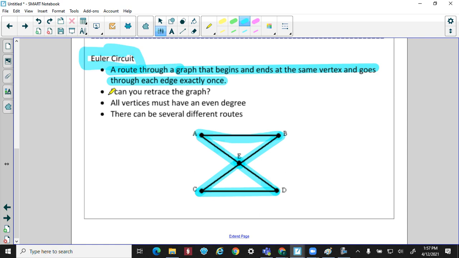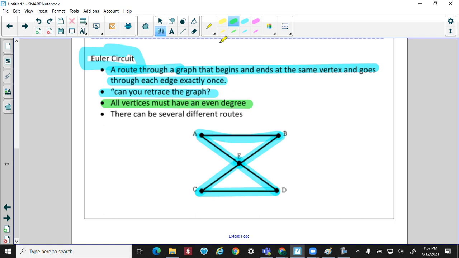Now, basically an Euler circuit is nothing more than can you retrace the graph? That's really what you're doing. So it's actually a pretty easy concept. Now, one thing that's really going to help you out is that all the vertices must have an even degree.